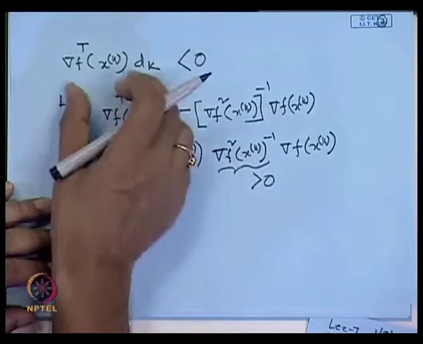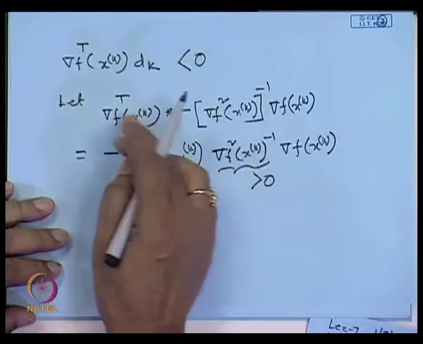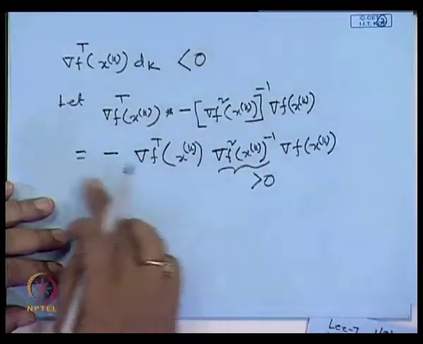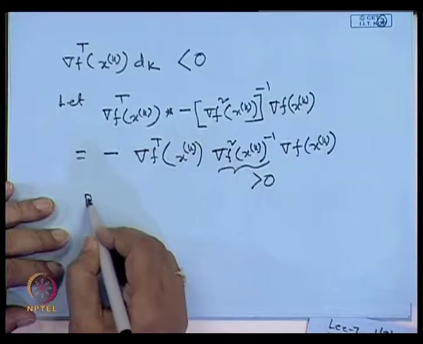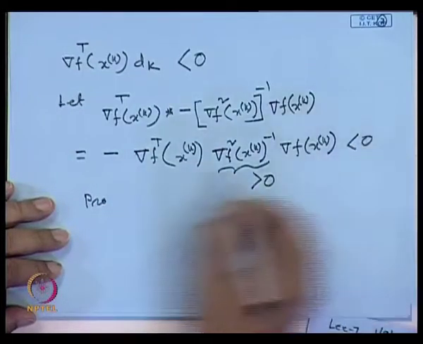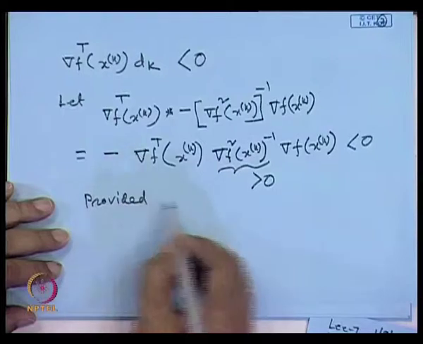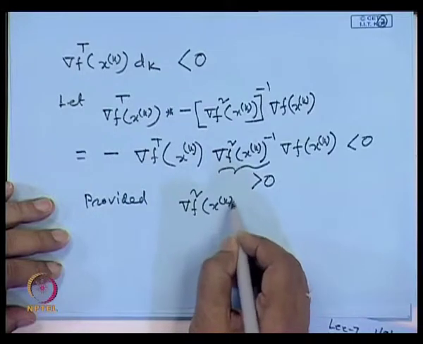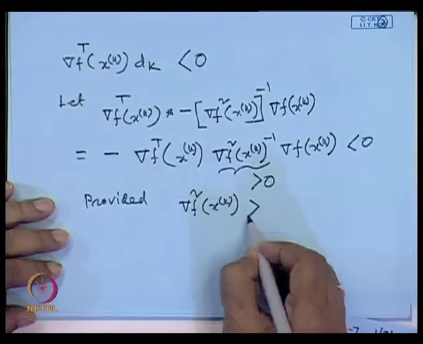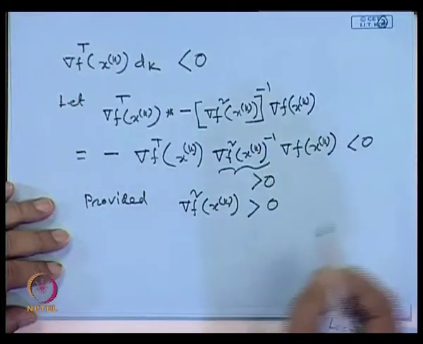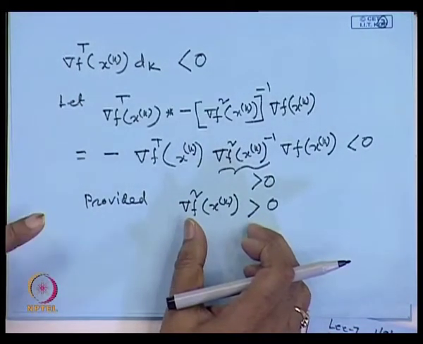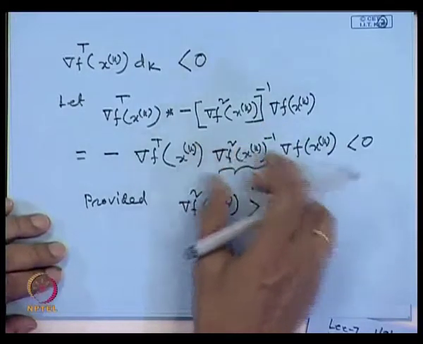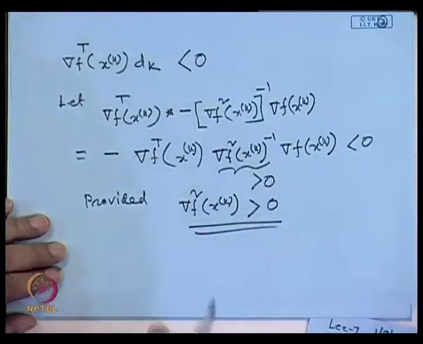So, this condition that the gradient transpose into that decay will be less than 0, provided the Hessian matrix of this function at the kth point is greater than 0, meaning positive definite. If P is a positive definite matrix, its inverse is also a positive definite matrix, that means this is a positive definite matrix. So, this is the condition implied.